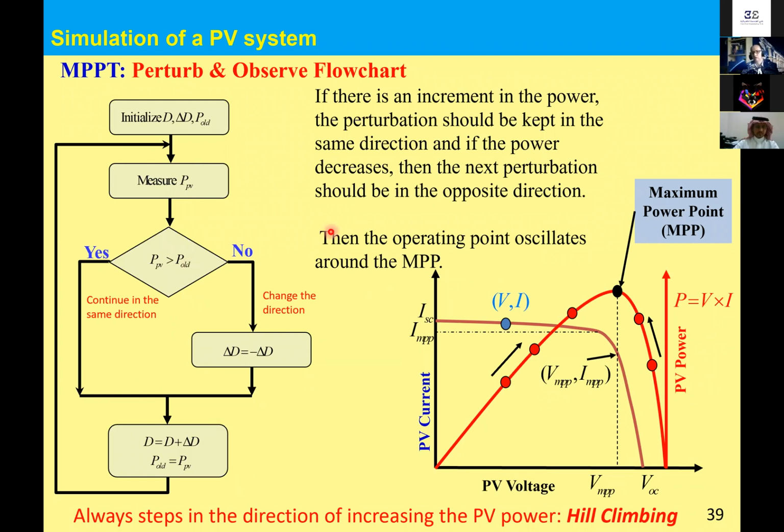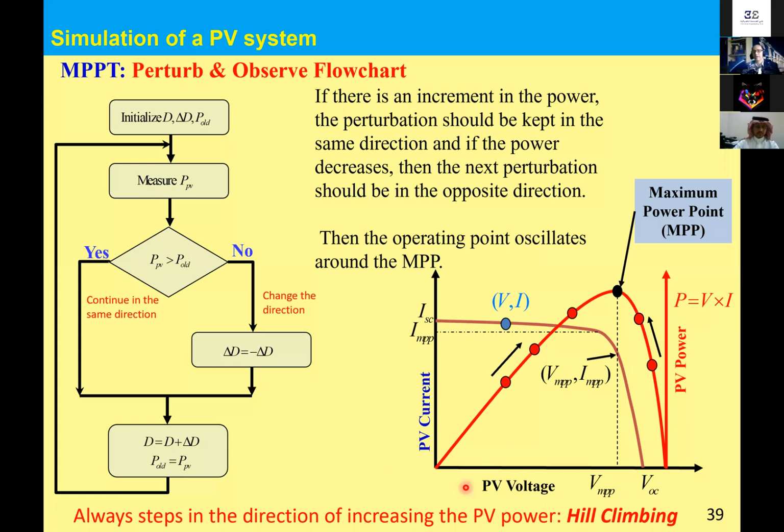Okay, this is an illustration of how a maximum power point tracking algorithm works. Basically, if we are at the left of the maximum power, we have to be able to detect that and move to the right. And if we are at the right, we have to be able to detect that we are at the right and move to the left. This is the algorithm. It always uses steps or changes in the direction of increasing the PV power. And this is called hill climbing.